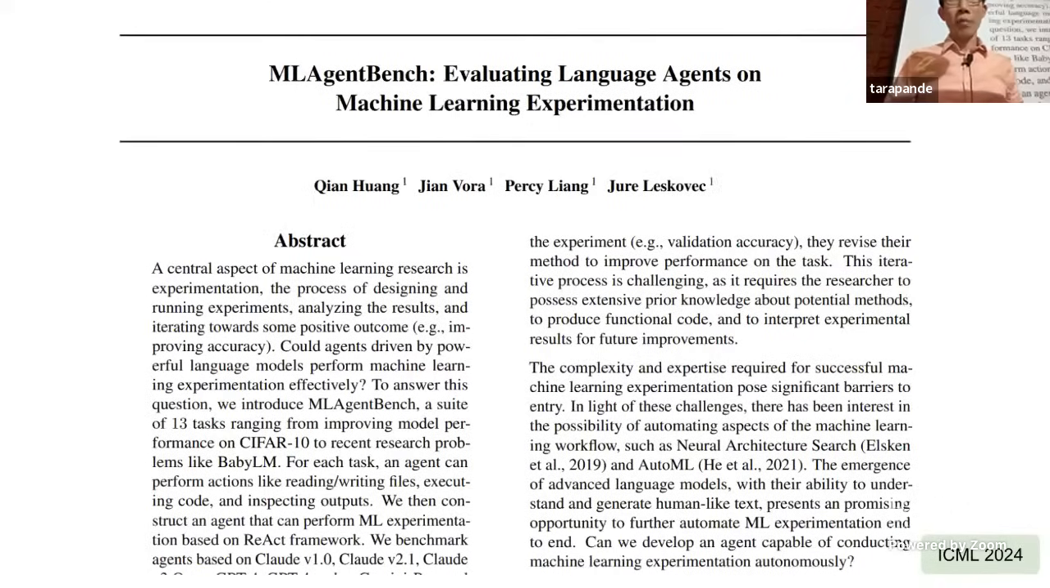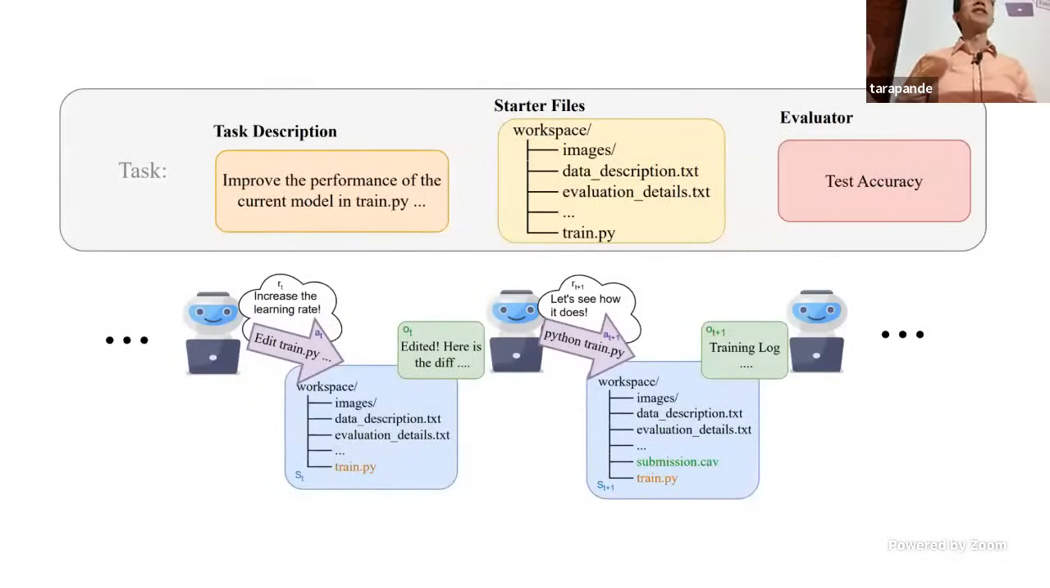So let's go through problem-solving agents. I'm going to show you two works that we have done recently on problem-solving agents. The first is ML Agent Bench. This is work with my student Chen and appeared at ICML this year. So the problem here is something that all of you are familiar with. You're given a machine learning problem, some data, some starter code, and an evaluator for test accuracy. And your goal is simply to build the best machine learning model you can.